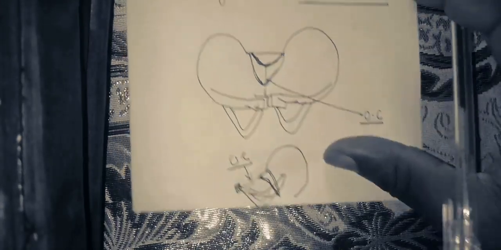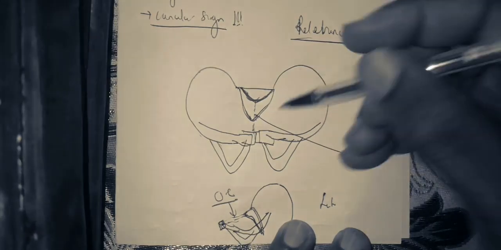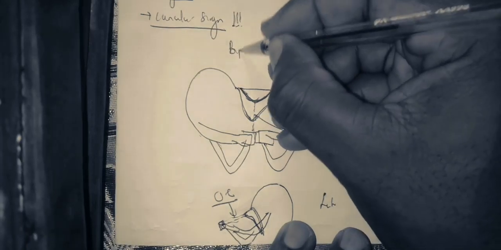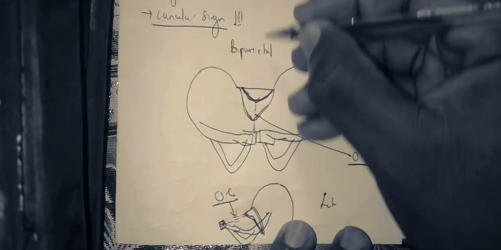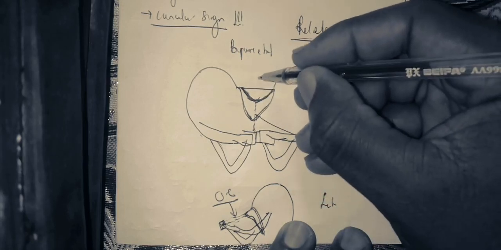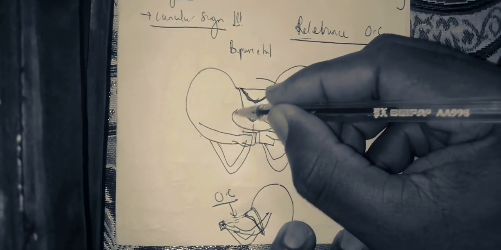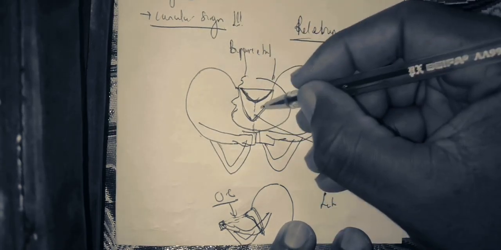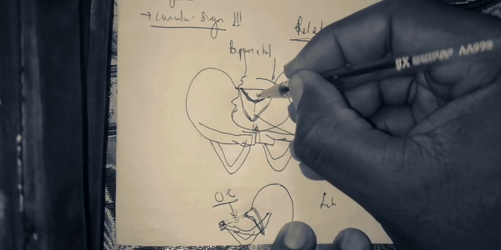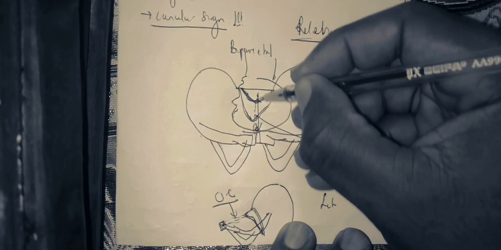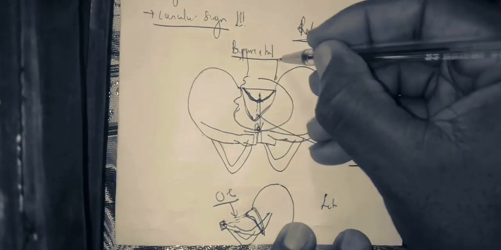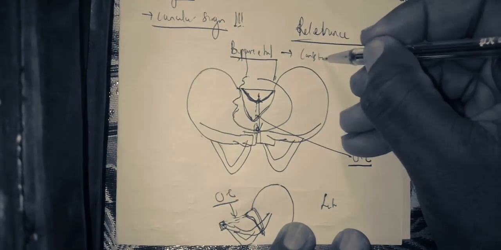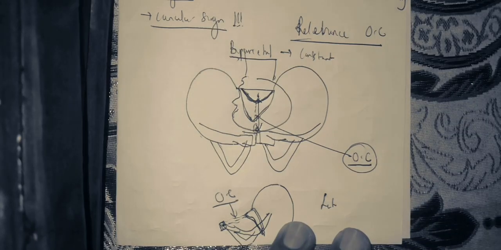Is it clear? Now what is the relevance of this obstetric conjugate? The obstetric conjugate is very important because the biparietal diameter of the child is going to pass at the level of the obstetric conjugate. So when the child is like this, let's say this is the nose, this is the mouth of the child, and this is the neck. Is it clear? The biparietal diameter, the diameter of both parietal areas, usually passes at the level of the obstetric conjugate, and the biparietal diameter is the diameter that does not change. It is a constant diameter, and that constant diameter passes at the level of the obstetric conjugate.